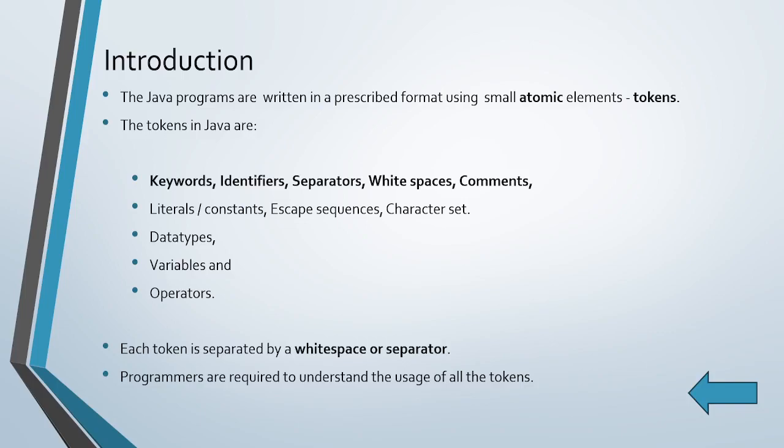The tokens in Java are keywords, identifiers, separators, white space, and comments. These I discuss in this particular video. There are some more tokens: literals, constants, escape sequences, character set, data types, variables, and operators. Programmers are required to understand the usage of all these tokens. Each token is separated by a white space or a separator.